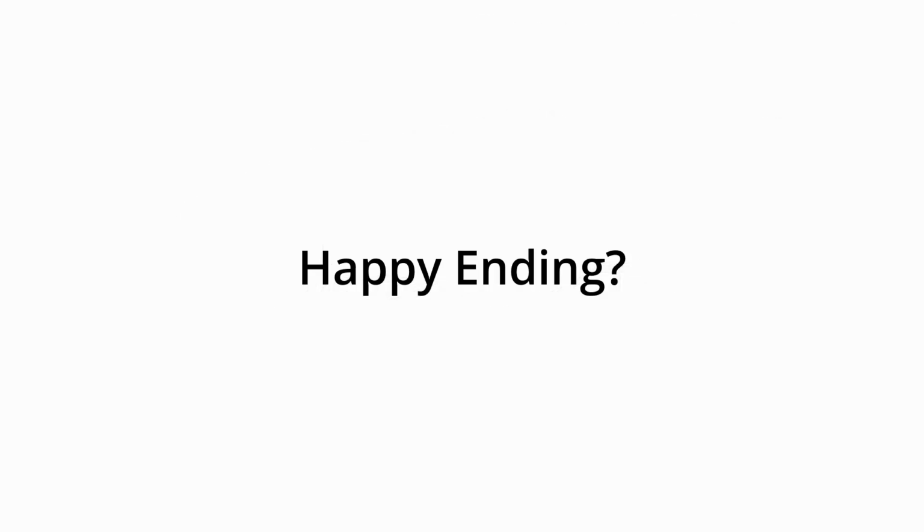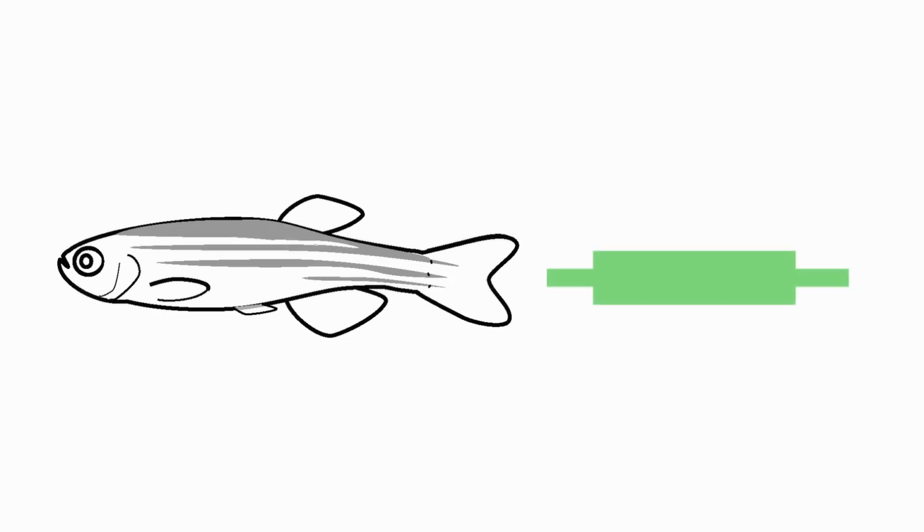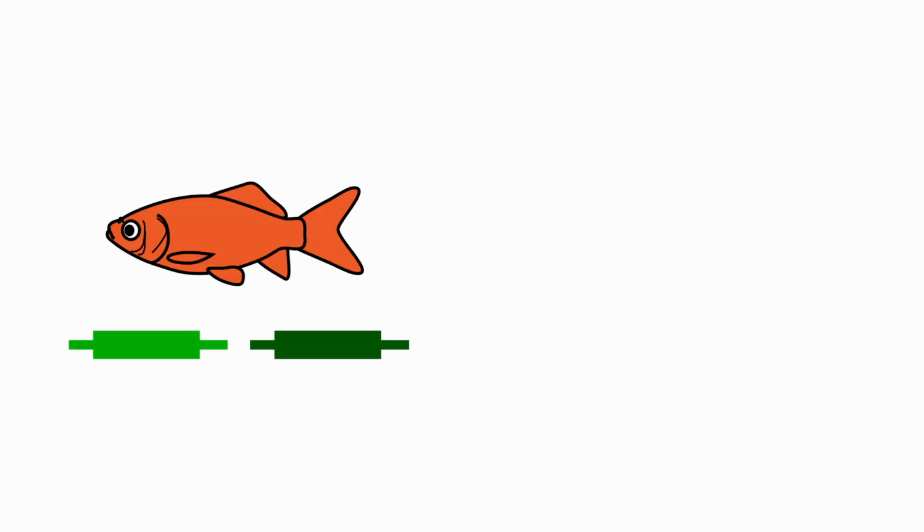A happy ending, right? Well, not quite. Doesn't something seem strange? When the coding gene is disrupted in zebrafish, most of them die. So why can goldfish survive with a defective coding gene? To uncover this mystery, we need to understand two things.